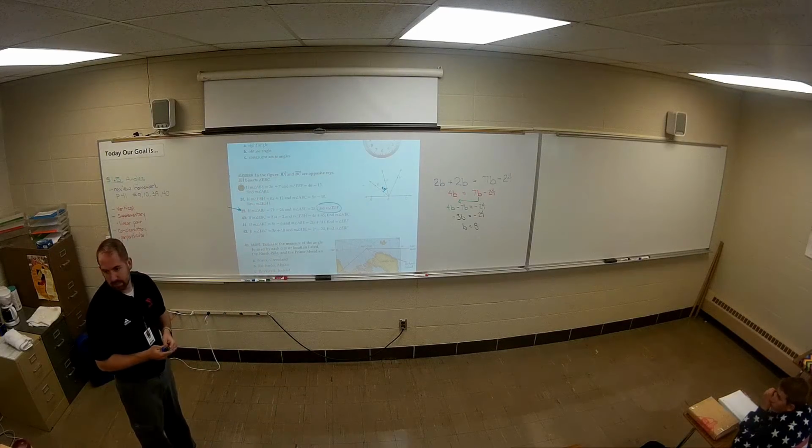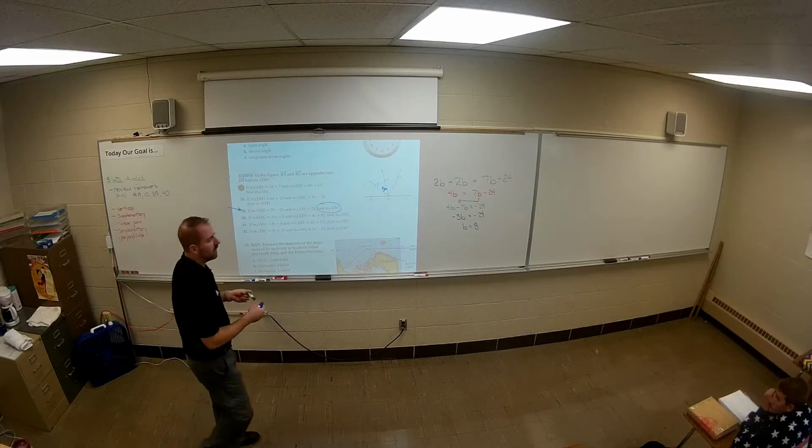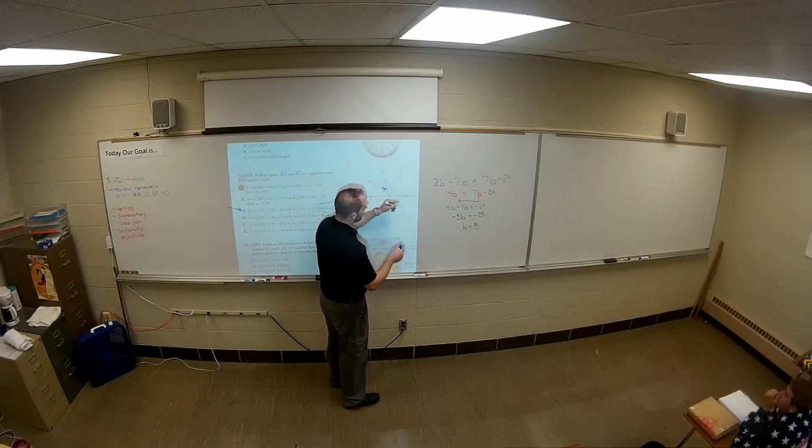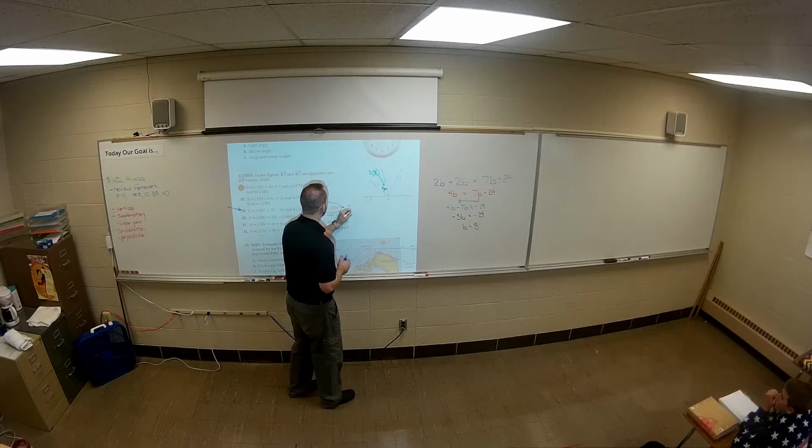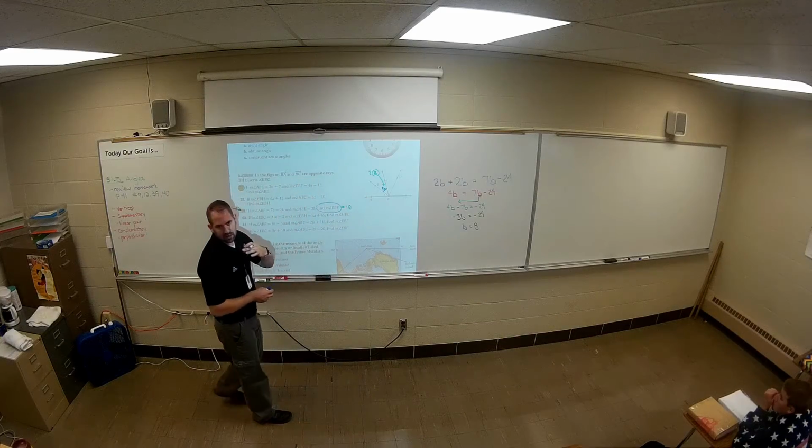EBF. Well, if we look at the picture, EBF is that angle. That's EBF. E to B to F. So it's just a 2B. So what am I going to do with that 8?